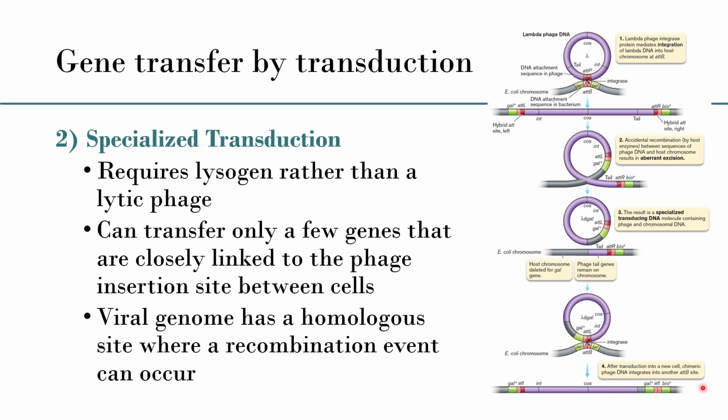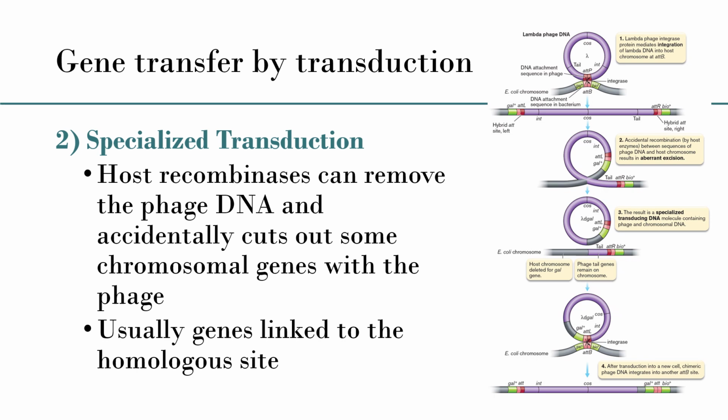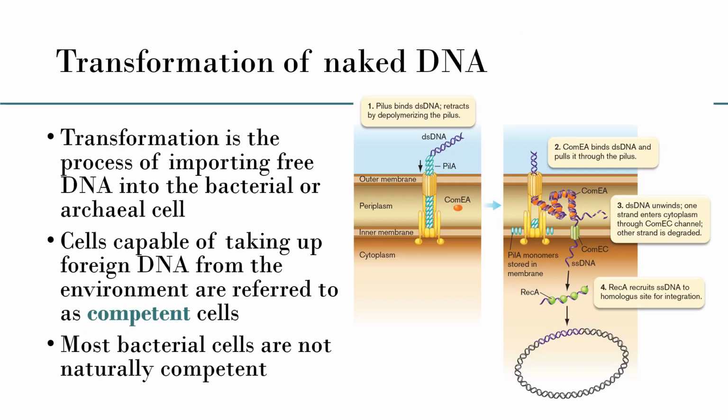So this is why it's more specialized rather than generalized, because it only transfers the genes that are closely linked to the insertion site of the phage. It's not randomly taking from anywhere on the chromosome. So in this case, the host recombinases remove the phage DNA. They accidentally cut out some chromosomal genes, and those move away and get packaged into new phage and get transferred over to a new cell.